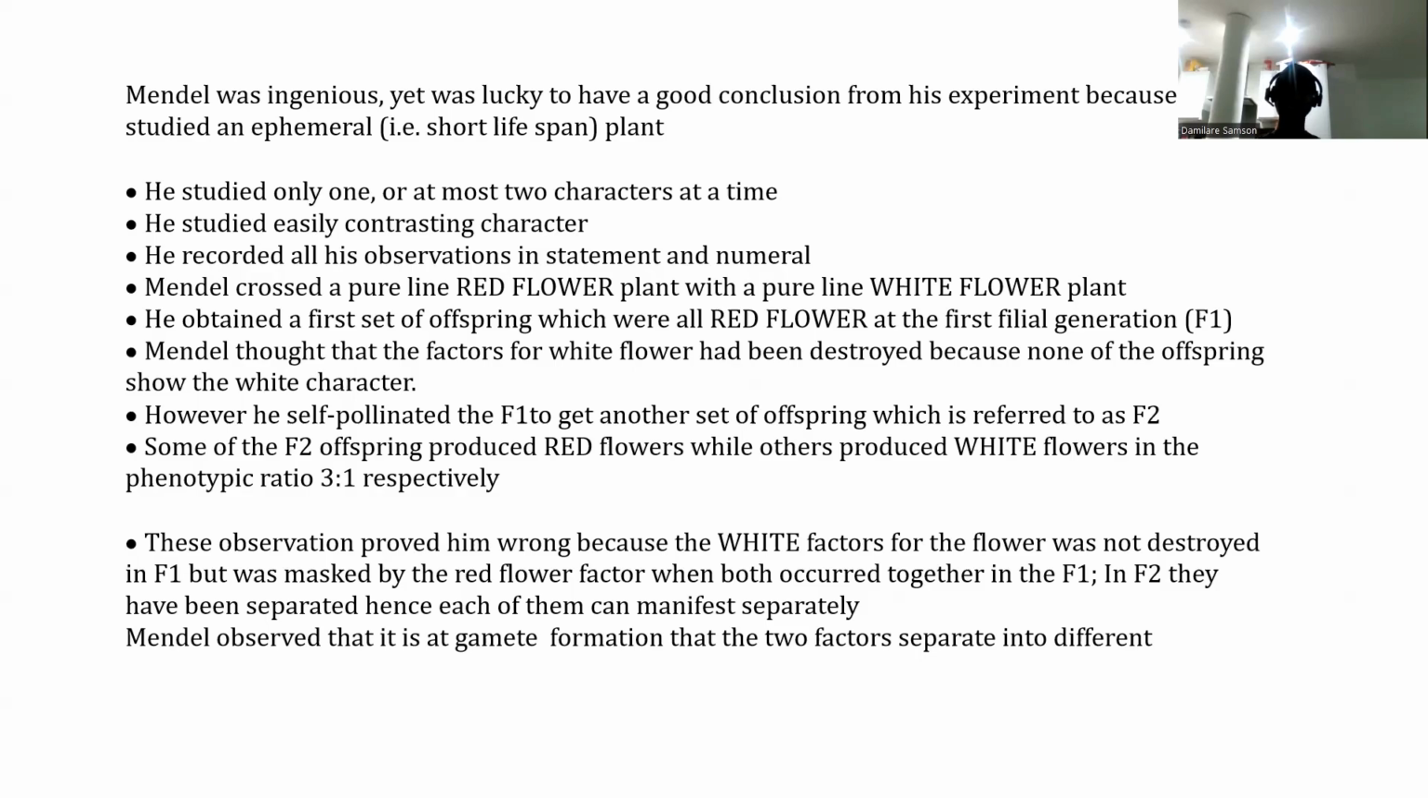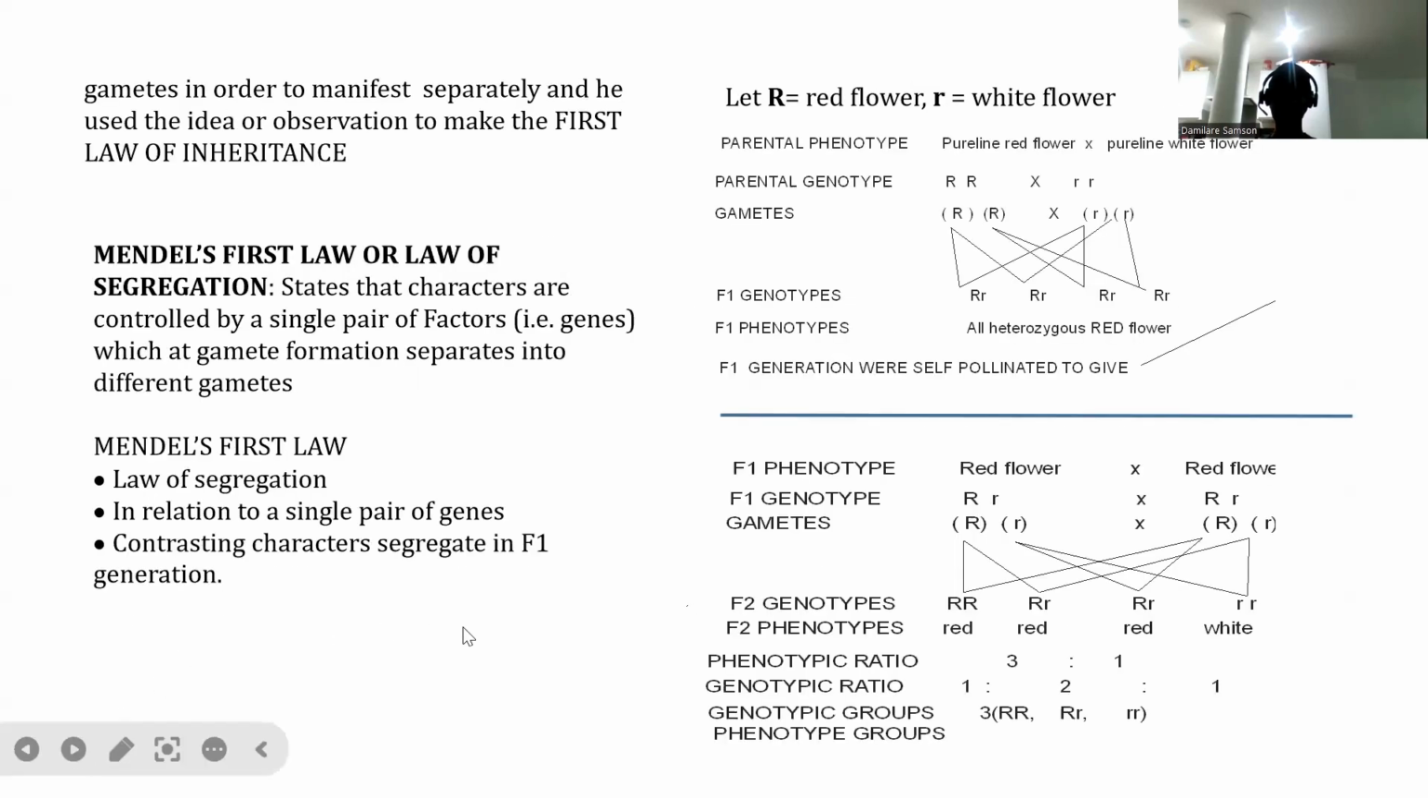And a very good example is the color of the flower: red flower, white flower. From there, he went through the first filial generation, which is the F1 generation, to know what is going on, and the F2 generation also. So we'll go to the next slide, so we'll be able to explain the F1 and F2 generations.